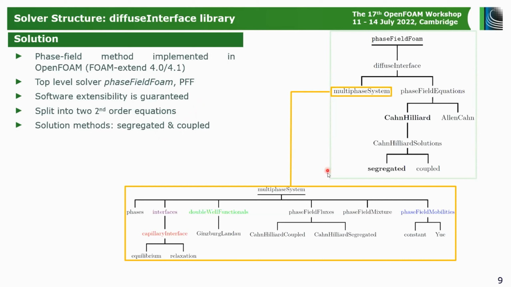This is the class structure with all the subclasses. The main one is multi-phase systems, which covers the models that can be added for each of the parameters that were explained in the previous slide. We are currently working with the Cahn-Hilliard equation, and we are solving it in a segregated manner. Now, the n-phase model was created and should obviously be tested.